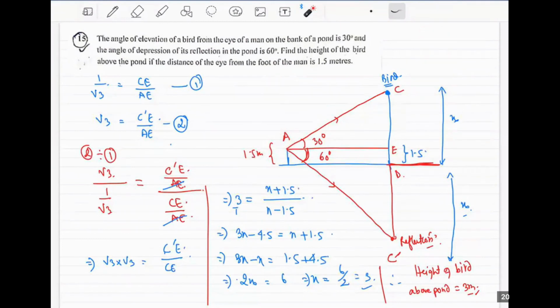Sir, we finished. Any question? This is one of the most frequented questions from your board exam. You have to take this as the top priority question from this exercise 10.4. So very frequented question. All right.